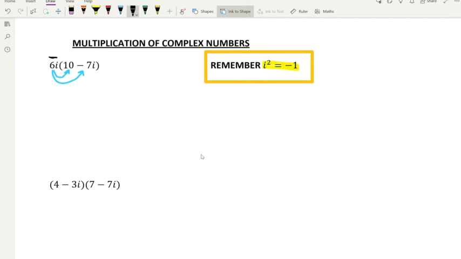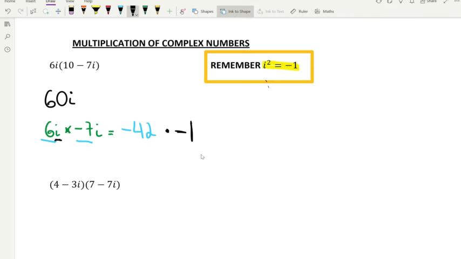So the number times the number, 6 times 10, is going to give us 60i. And here's the tricky part. This is where we're going to have to pay attention to our little rule right here, where we have 6i times negative 7i. We're going to do the number with the number, right? 6 times negative 7, which gives us negative 42. But what do we do about the i? Well, i times i is negative 1.